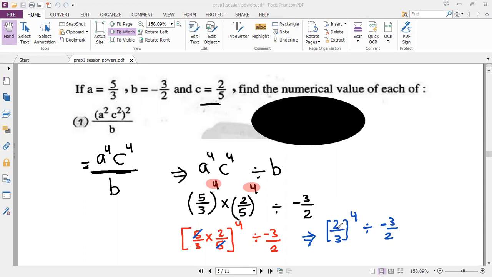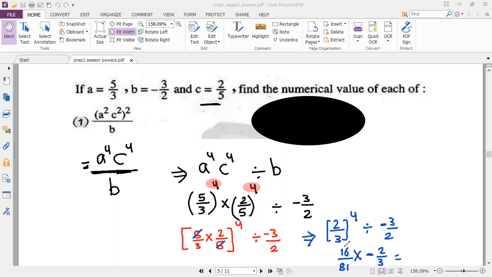And 2 over 3 to the power of 4 is 2 to the power of 4, which is 16, over 3 to the power of 4: 3 times 3 times 3 times 3, multiplied by itself 4 times, is 81. Keep, change, flip. Change from division to multiplication and flip. It will be negative. And flip it: instead of 3 over 2, write it as 2 over 3. Then simplify, if you have something to simplify.